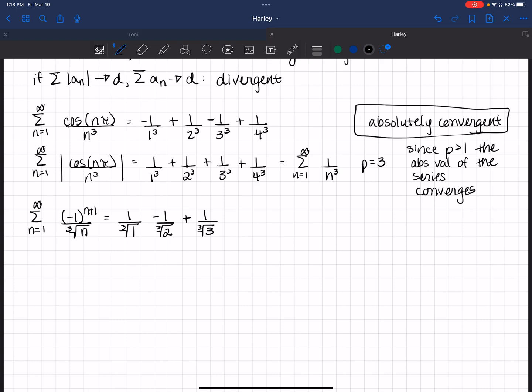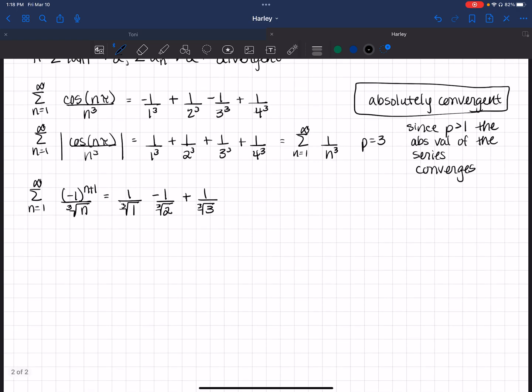Okay, so we see that alternating right there. So let's take the absolute value of that, because that's what I'm going to check for first, is absolute convergence. So I've got the sum of n equals 1 to infinity of the absolute value of -1 to the n plus 1 all over the cube root of n. Well, what does that do? That really becomes 1 over the cube root of 1 plus 1 over the cube root of 2 plus 1 over the cube root of 3. What does that look like? It looks like a p-series, guys, which is the summation of n equals 1 to infinity of 1 over the cube root of n.